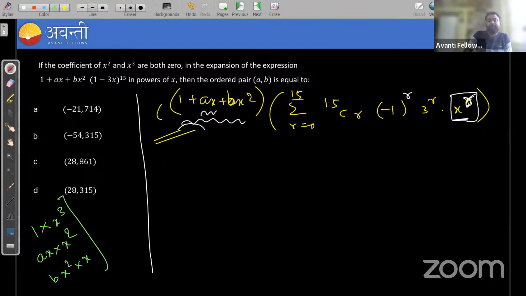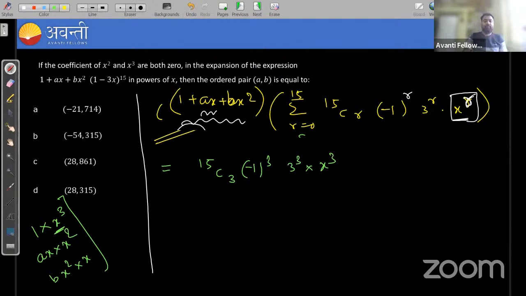So see, if we multiply 1 with all these terms, then r must be 3, so it becomes 15c3, because we need to make this expansion when r is equal to 3. We need to find the coefficient of x cube, that's why we are making r is 3, right? So 15c3 minus 1 to the power 3, 3 to the power 3 into x to the power 3, right? Is it or not? Okay.